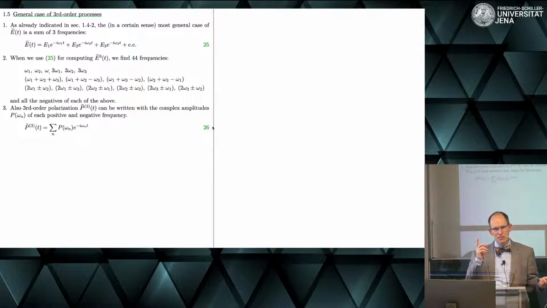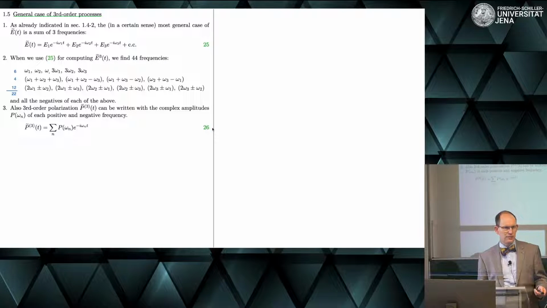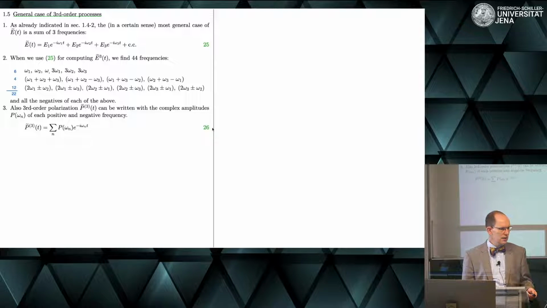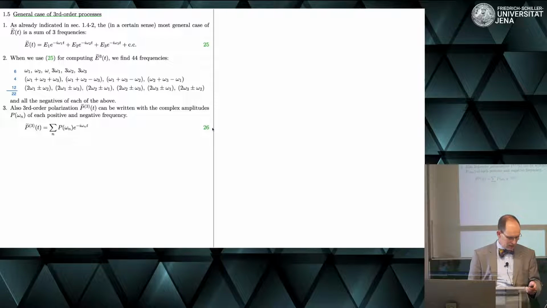Yeah, so remember, for second-order processes, we had two colors, and we took the square of it. Now we have three terms in general, and we take the cube. So you can imagine you will get a lot of terms. And actually, if you count them, then these are, in general, 44 terms. So 6 terms here, another 4 terms here, another 12 terms here, and then you have to take the negative of all that. 22 times 2 is then 44 different terms, and each of them produces a polarization.